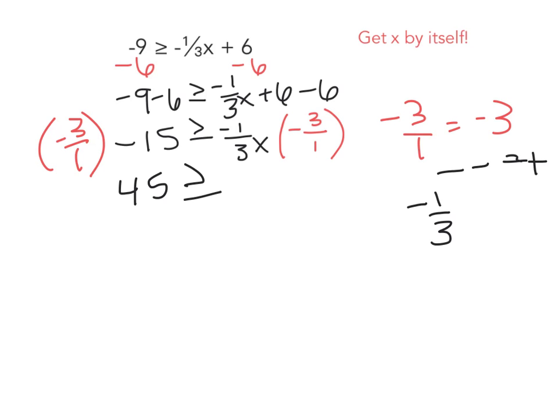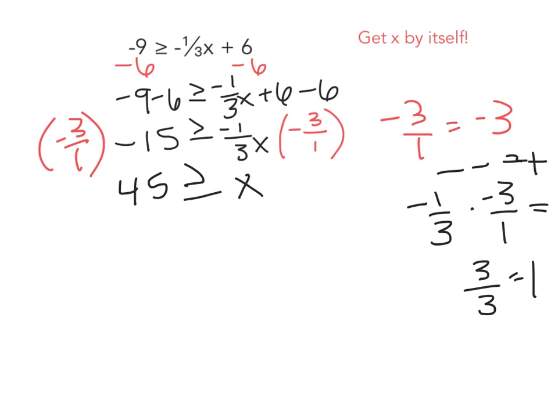We have negative 1/3 times negative 3/1. This gives us a negative times a negative, which is a positive. So positive 3/3, which is the same as 1. See how that works? So we're multiplying by the reciprocal to get only one x. We're trying to cancel it. So when you multiply by the reciprocal, you cancel that fraction to just 1, which is exactly what we want. So now we have 45 is greater than or equal to 1x, which is the same as x.